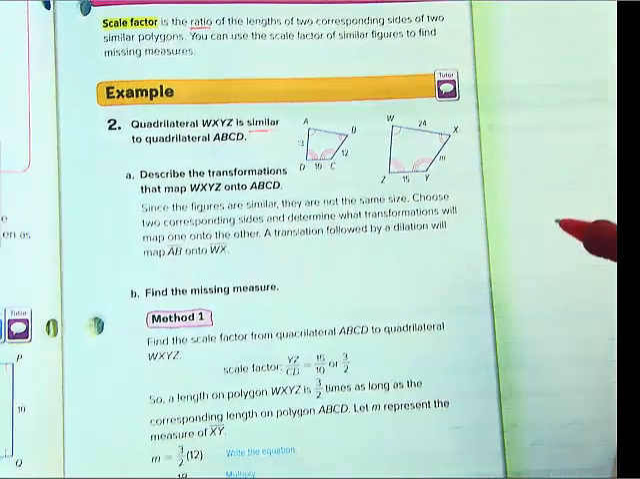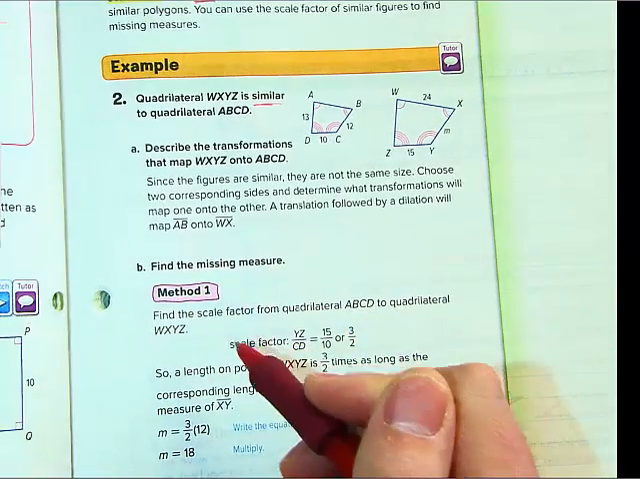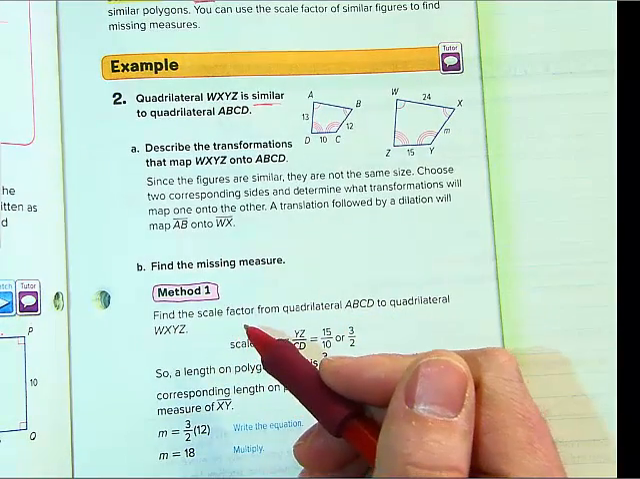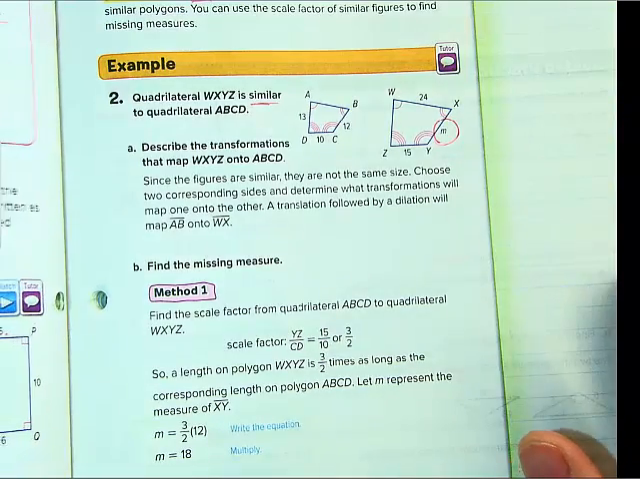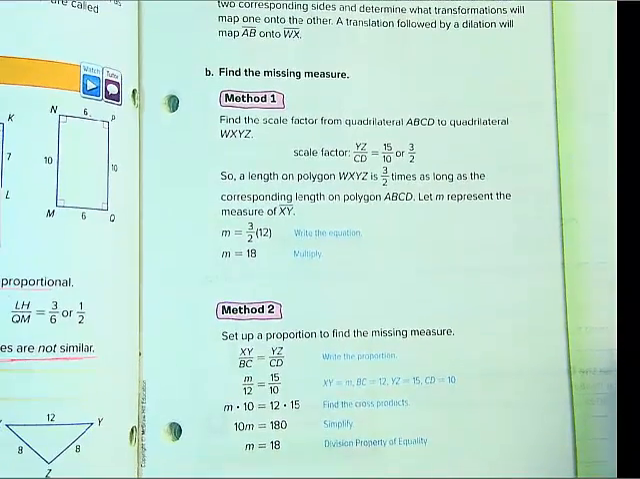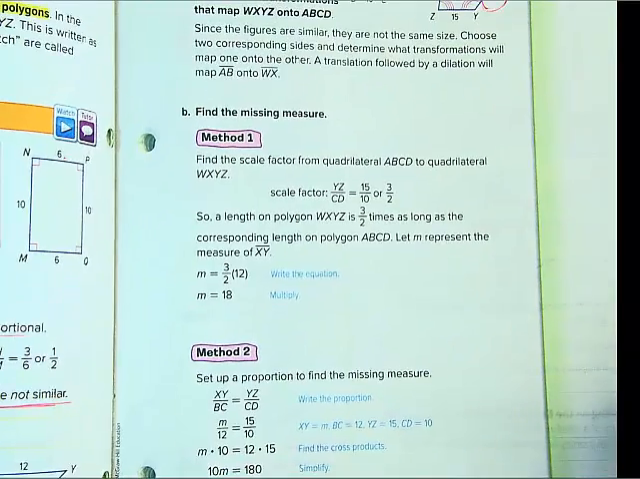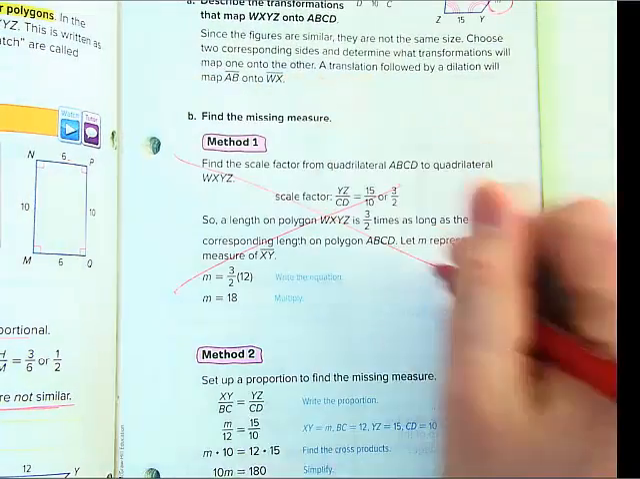Then part B is find the missing measure. So what side's missing? Side M right there. I need to find side M. Well, it shows you 2 different methods to find side M. Method 1, me and Miss Neely are not big fans of, so you can just cross that one out.